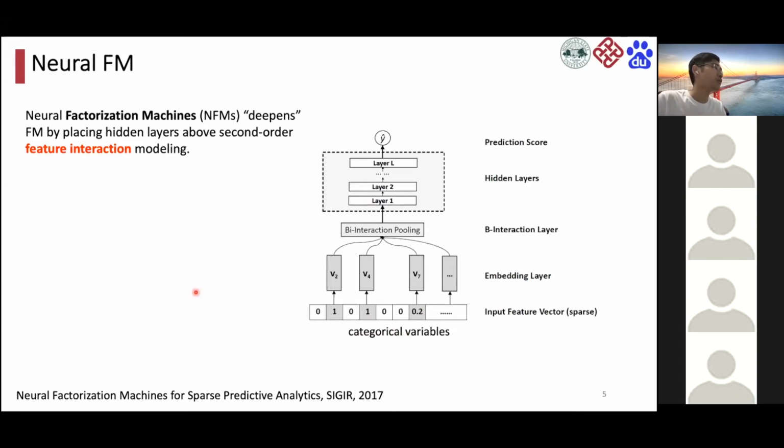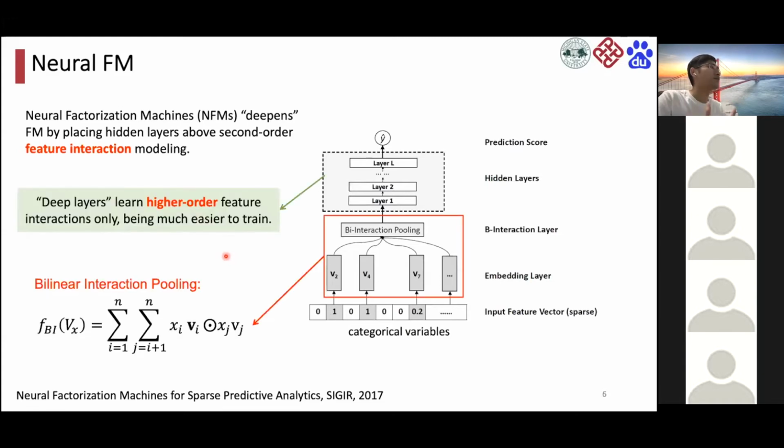This work was proposed in SIGIR 2017. More specifically, they devised a bilinear interaction pooling to model the second order feature interactions at the node level. And then they stack nonlinear layers above the bilinear interaction layer to deepen the shallow linear factorization machine, so as to model high order and nonlinear feature interactions and improve the FM's expressiveness.